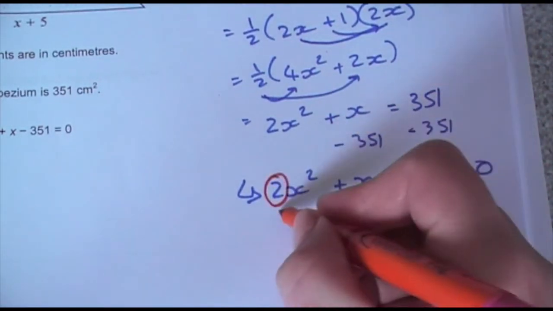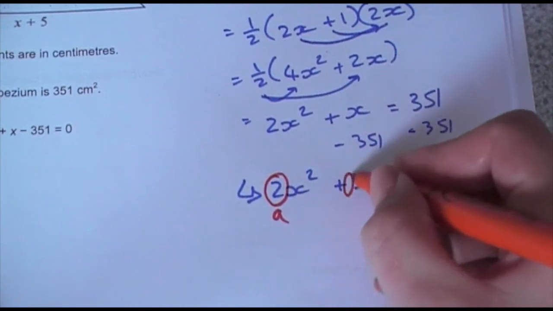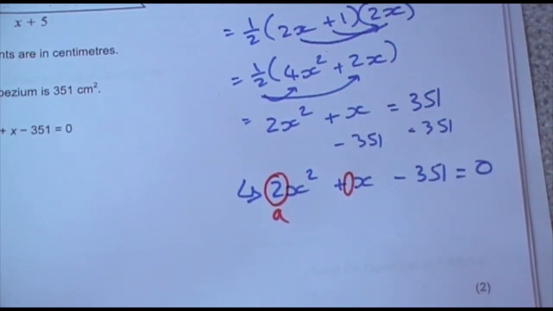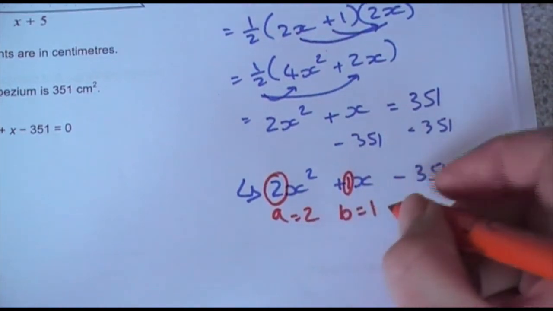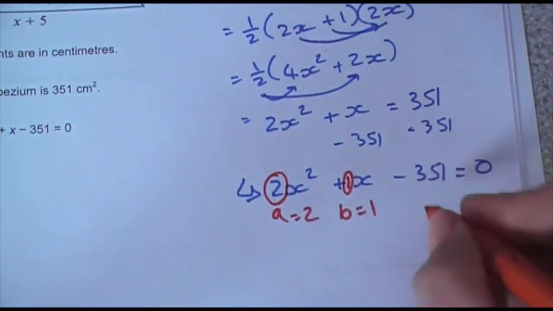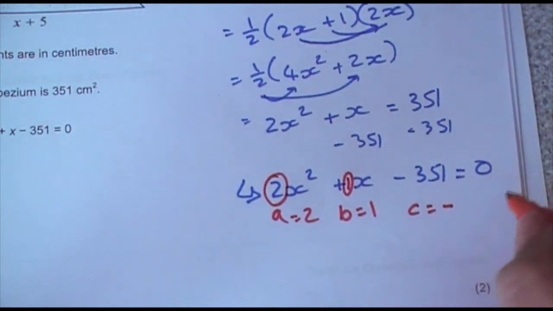So that's my a term. a is 2. b, and there's no coefficient here. Don't be mistaken into thinking that that's going to be 0. It's not. There would be an invisible 1 in there. So a is equal to 2, b is equal to 1, and for once it's positive, and c is equal to negative 351.